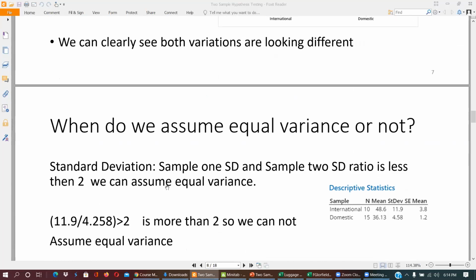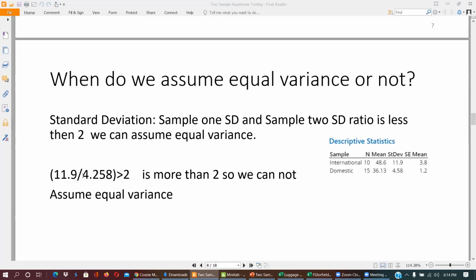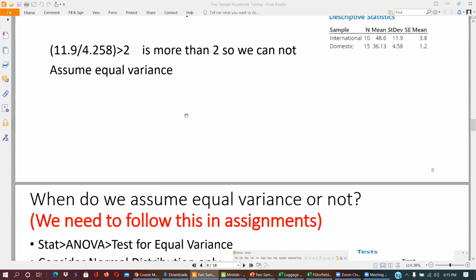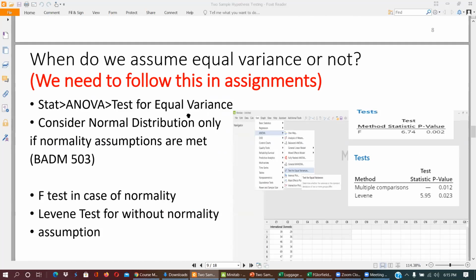And this, don't follow this, I used to do when I was a student and we did not have computers and all the things. My instructor used, and what we learned, sample 1 divided by sample 2 must be more than 2 so that we can assume equal variance, but we don't need to do that here. Now we go to the technical part, which is right here.